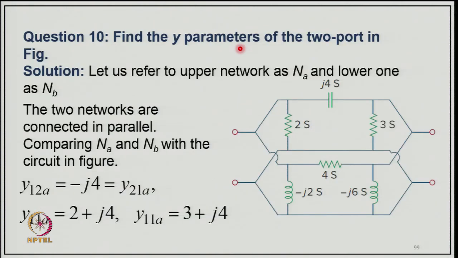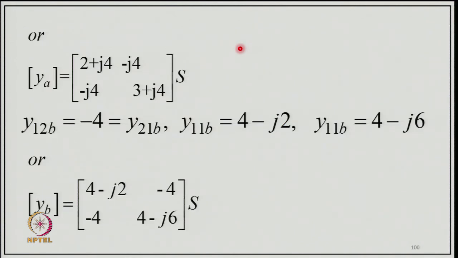So, coming to question 10: find the Y parameters of the two-port. Here two networks, N_A and N_B, are connected in parallel. So, comparing N_A and N_B in the circuit, Y12A is minus 4, equal to Y21A, and Y11A is 2 plus j4, and Y22A equal to 3 plus j4, from this network.